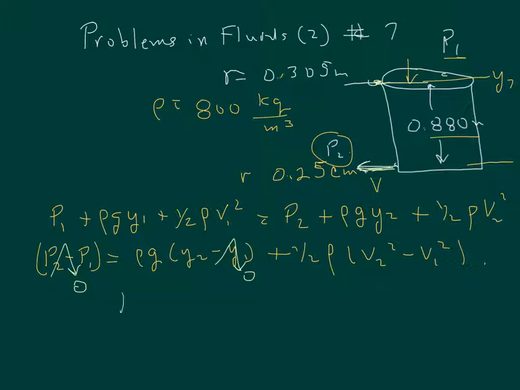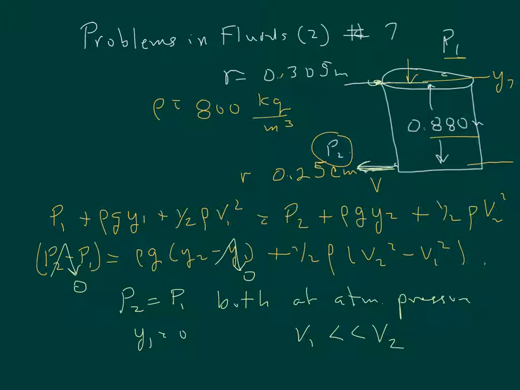because velocity 1 is the top up here. So let's look at our assumptions. We have P2 equal P1 because both are at atmospheric pressure. I have y1 equals 0 because I selected it that way. And I have the velocity at 1 is much, much less than the velocity at 2. So in this part where I subtract them, I can ignore velocity 1 because it's so much less than velocity 2. Why is it so much less? Because I've got a little bitty hole with oil pouring out that hole, and the top of the drum, which is a big barrel, is just going to go down very slowly.